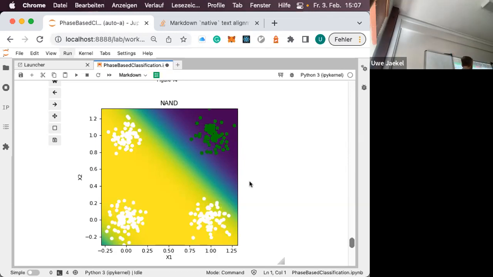Logical NAND is the negation of an AND. So it's true if and only if not all of the input variables are true. But isn't that a problem? We have a green area in the corner there. No, it's not. It would be a problem if we had input data which are outliers. Then you're right, it would become a problem. So we should be sure that our data are good enough.